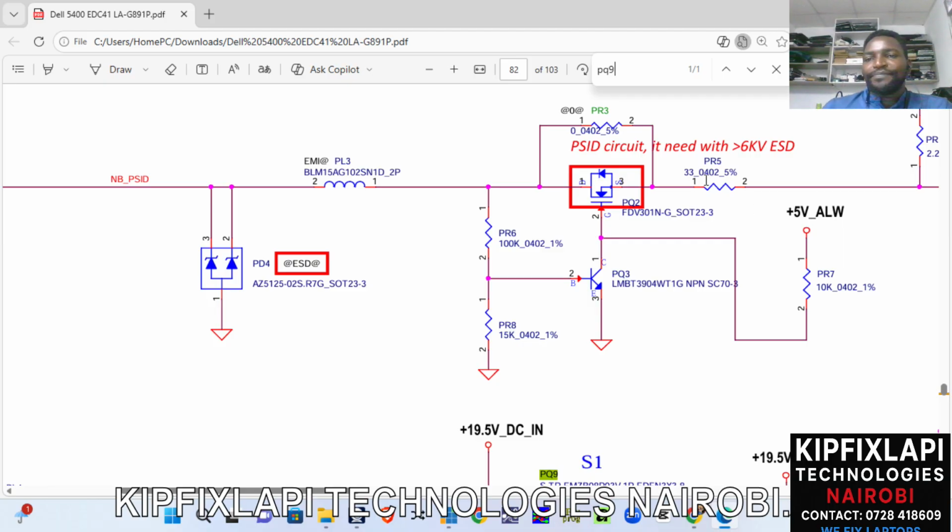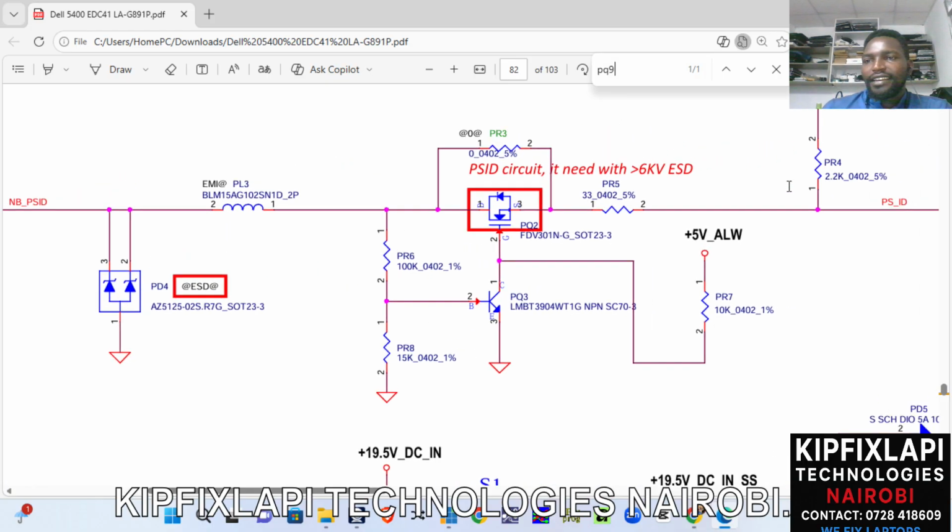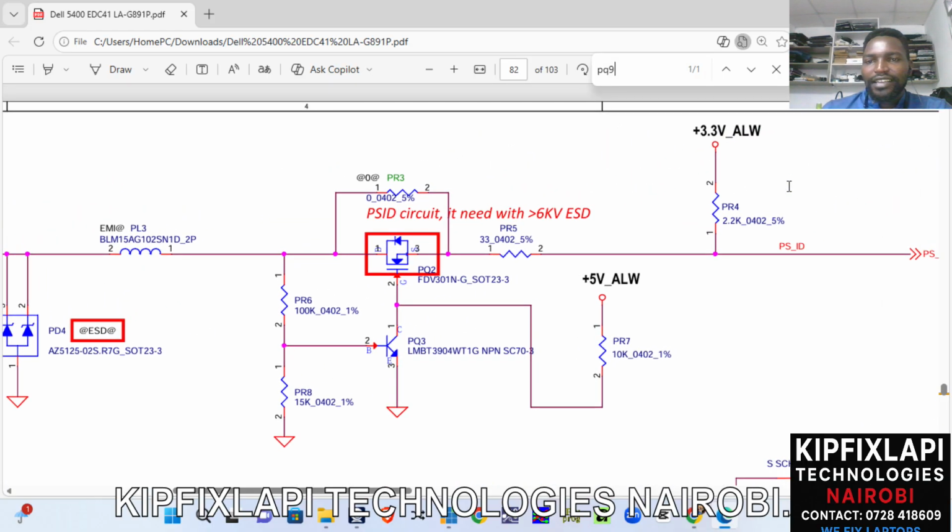Then past here, you can see 33 ohms, same size with a different error. So this one has 5% error. Yes. Now, I don't want to proceed. Okay, let me just explain this.